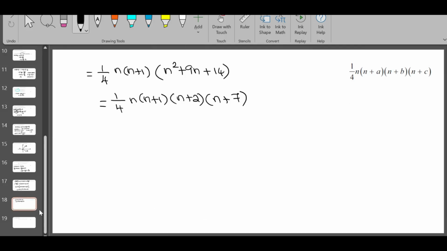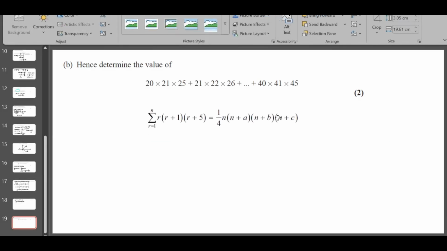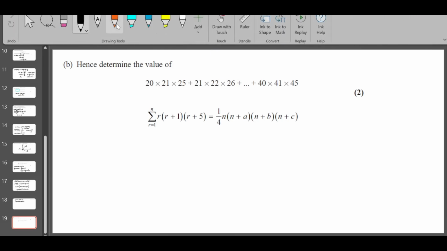Now let's look at part B of the question. Hence determine the value of this. Okay. In part A we were given this actually. Maybe I'll copy the result here. Okay, I have copied the result here. If you compare them carefully, this is r plus 1, r plus 5. If r is 20, it's going to be 20, 21, 25. That's what you have here.